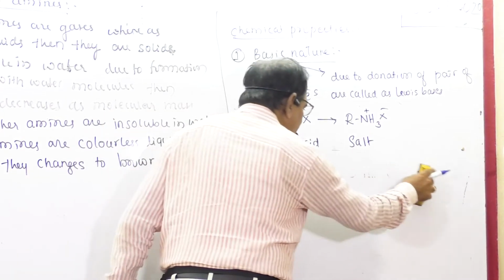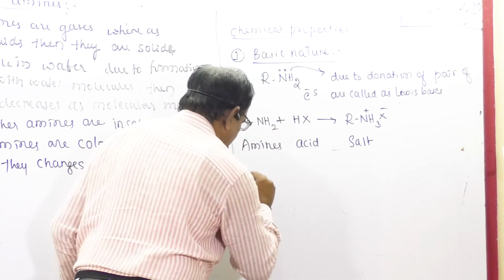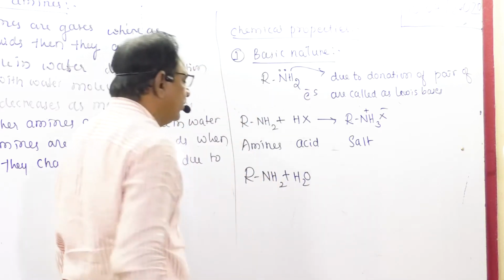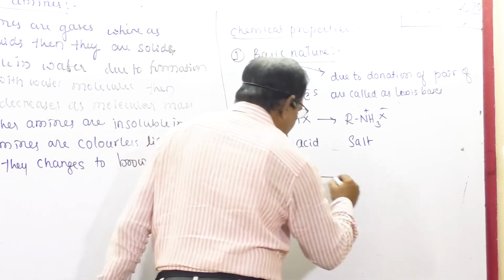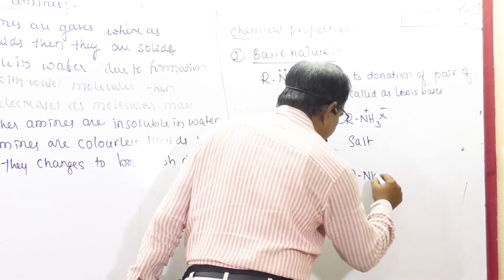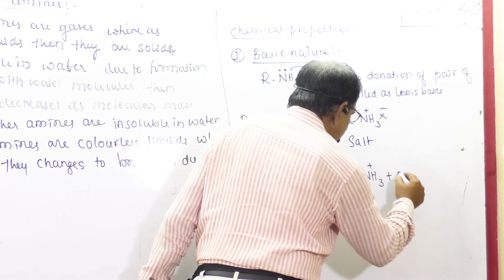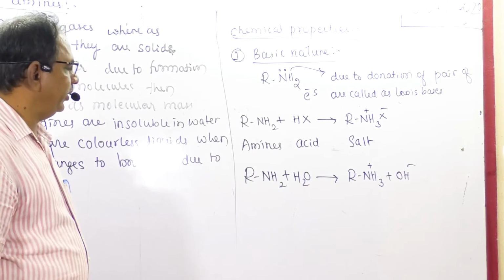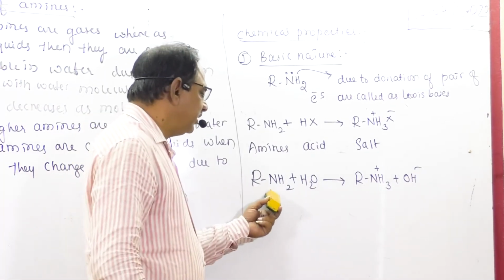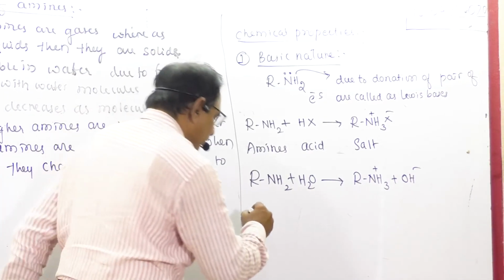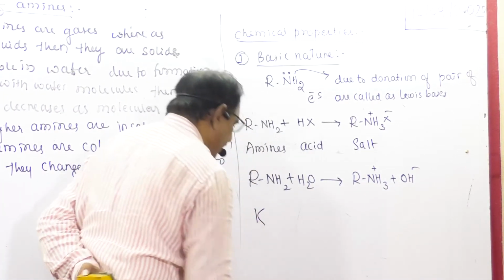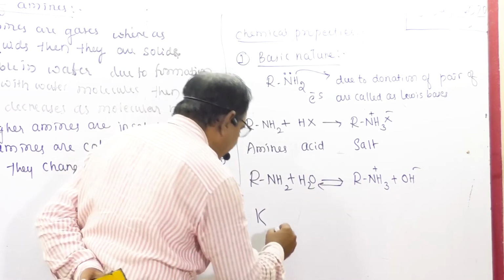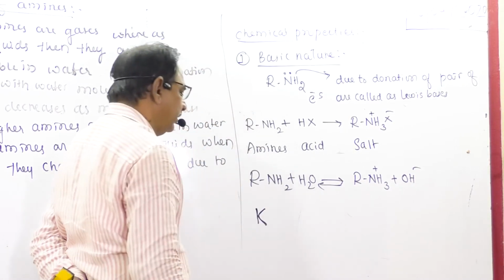The amine RNH2, when dissolved in water, reacts to form RNH3+ and OH-. Applying the law of mass action, or chemical equilibrium, to this reaction: it is a reversible process.